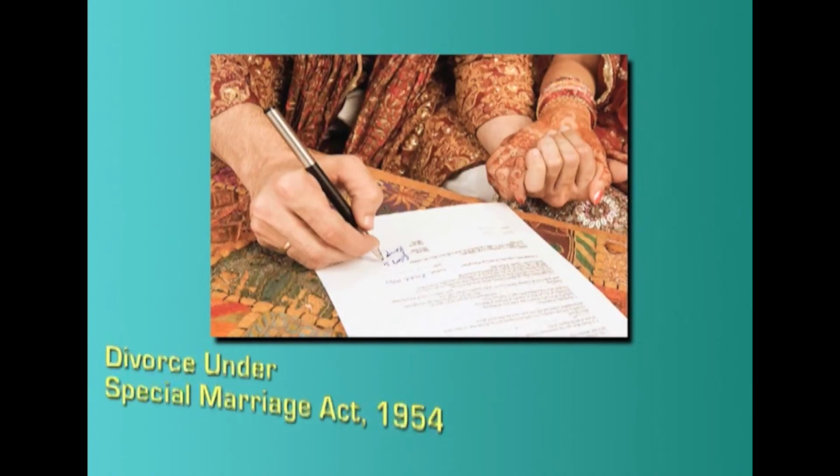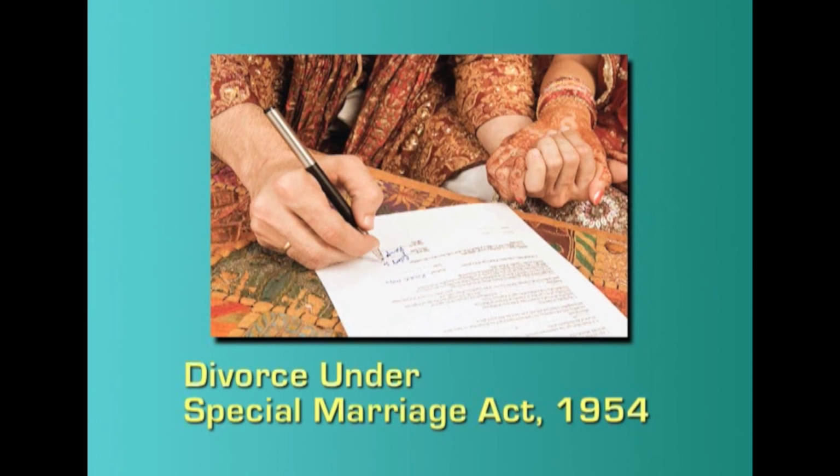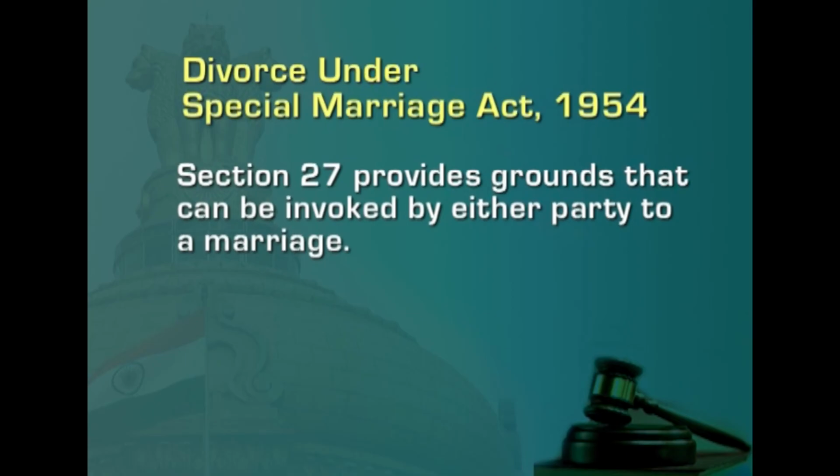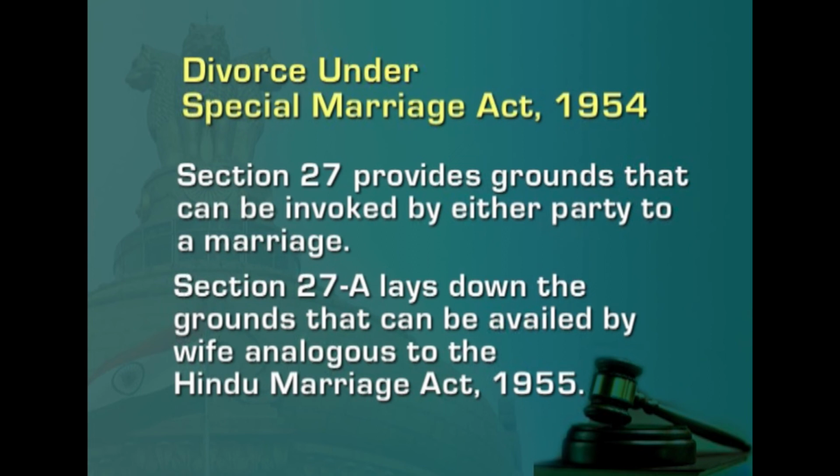Under Special Marriage Act 1954, while Section 27 provides grounds that can be invoked by either party to a marriage, Section 27A lays down the grounds that can be availed by the wife, analogous to Hindu Marriage Act 1955. The court can pass a decree for judicial separation instead of a decree for divorce if it considers just. Divorce by mutual consent is also permitted under Section 28 of the Act, analogous to Hindu Marriage Act.